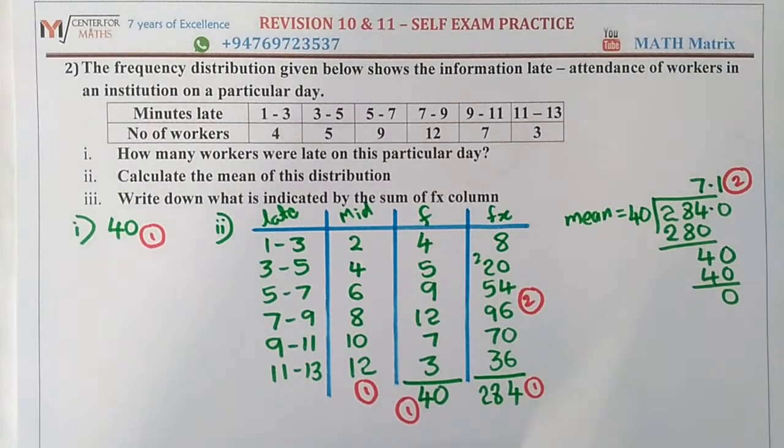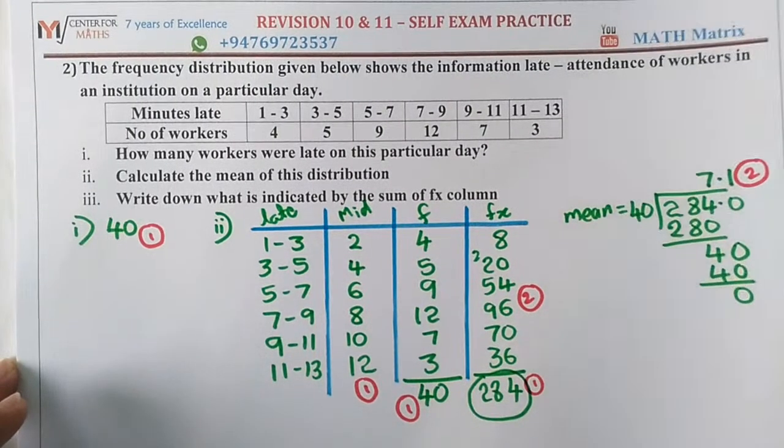And the answer for the last one is, you can see that they are asking, write down what is indicated by the sum of fx column. That means here the total number of late minutes. You can give the answer shortly, the total number of late minutes. So if you have given that answer, again 2 marks for that. Don't forget to take the screenshots and drop the answers. Drop the photos.